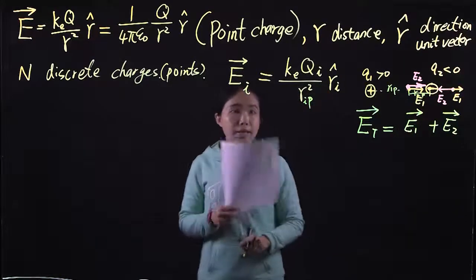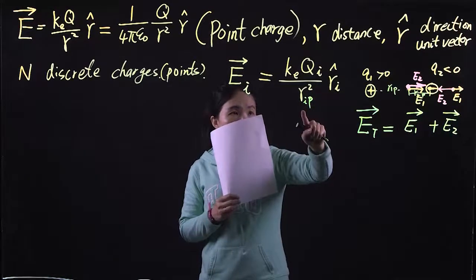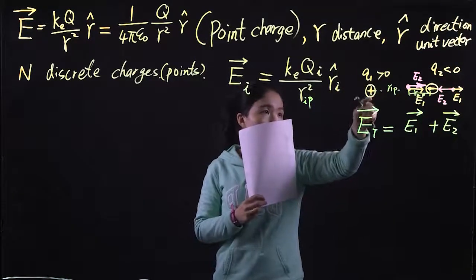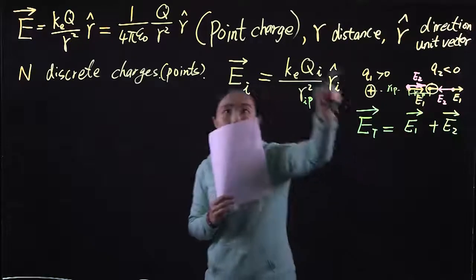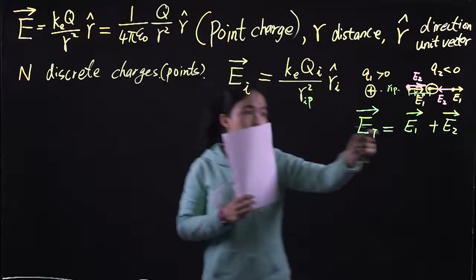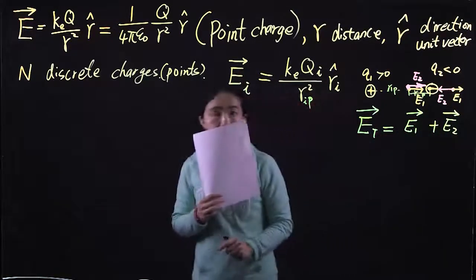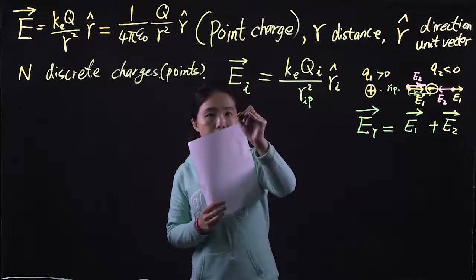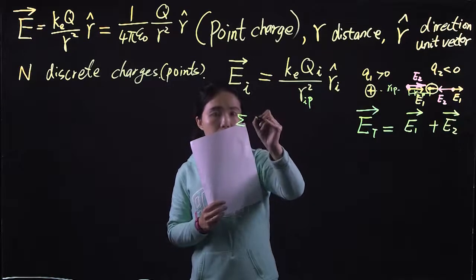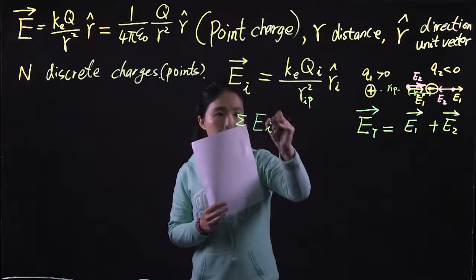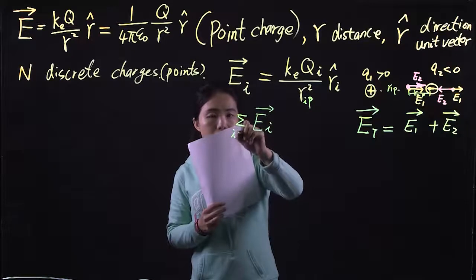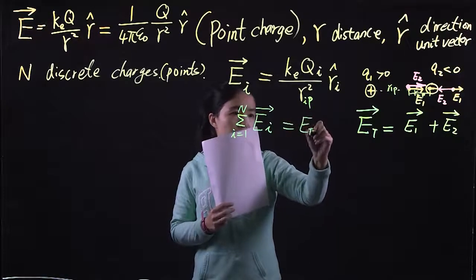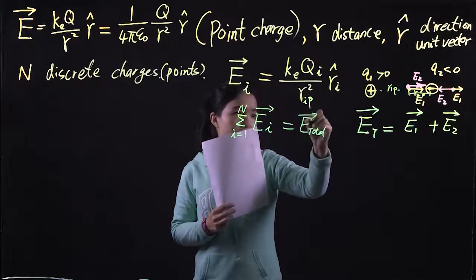Okay, so using different Q, different R squared, and a different vector pointing from the charge to the location, you figure out the different vectors of each individual E field, and then you add them. If you have two, you add the two. If you have more than one, you are doing the sum of the E field for each one of them, and your i goes from 1 to n. That gives you the E total. And that's a vector, okay?